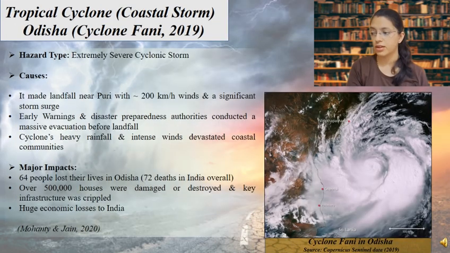Next is Cyclone Fani in Odisha, 2019. A devastating cyclone struck Puri with wind reaching 200 km per hour and significant storm surge. Thanks to early warning, a massive evacuation helped limit fatalities to 72. However, infrastructure damage was immense, affecting half a million homes. Also, India suffered huge economic losses due to this cyclone.